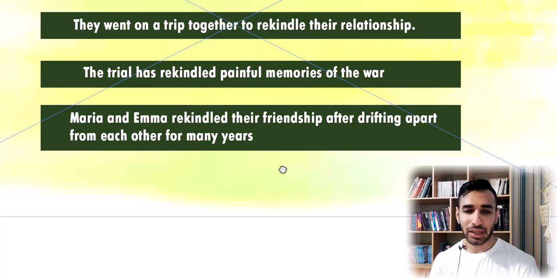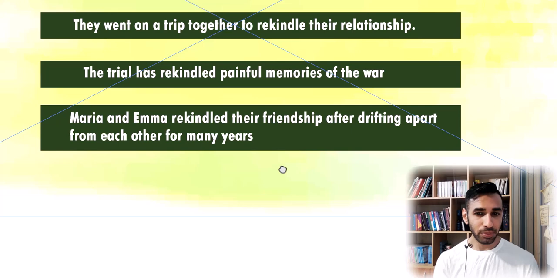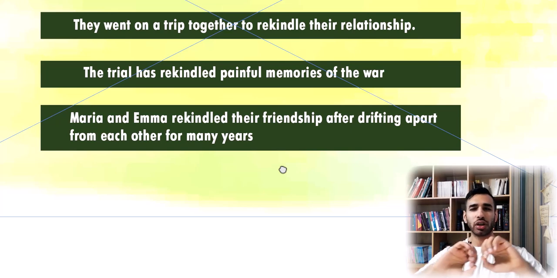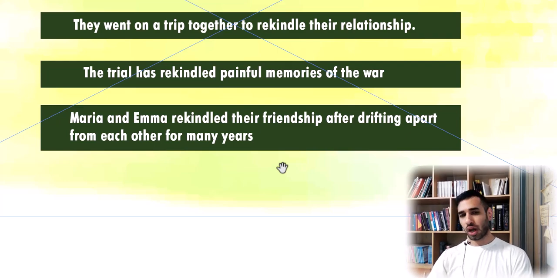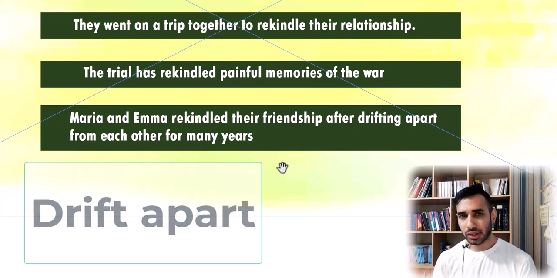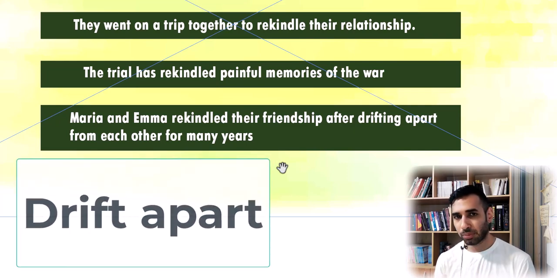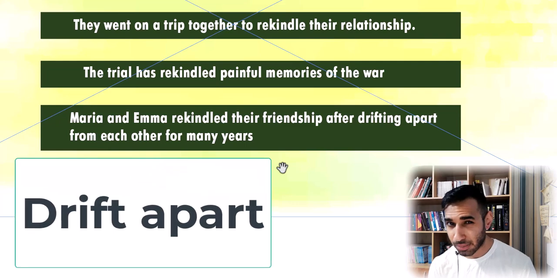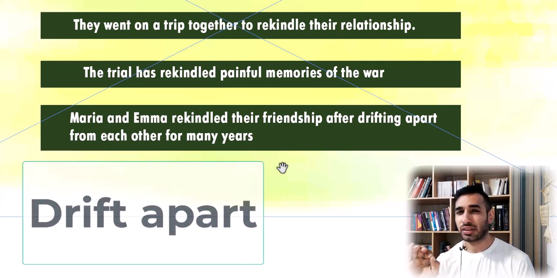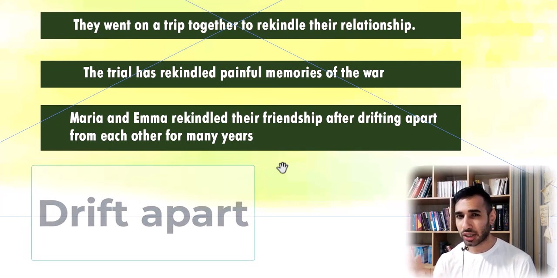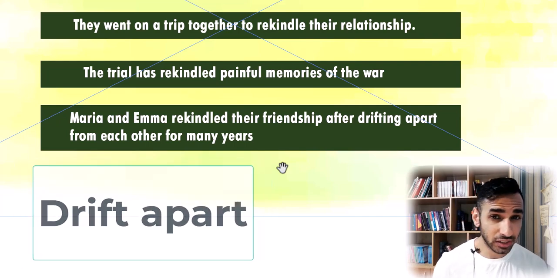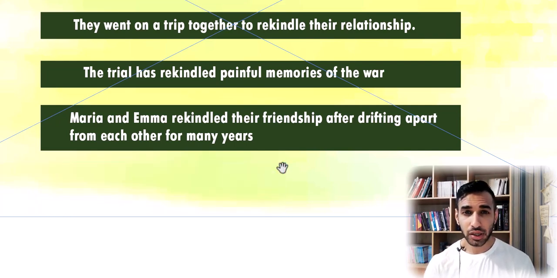And Maria and Ima, apparently two old friends, rekindled their friendship. It means reawaken, renew it, restore it, after drifting apart from each other for many years. Drift apart means being separated, departed, and it is a phrasal verb. Intransitive phrasal verb doesn't need object. I taught intransitive phrasal verbs in another video that you can watch by clicking on the link above.